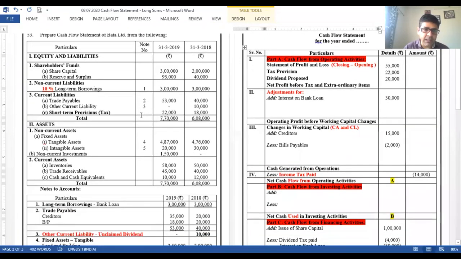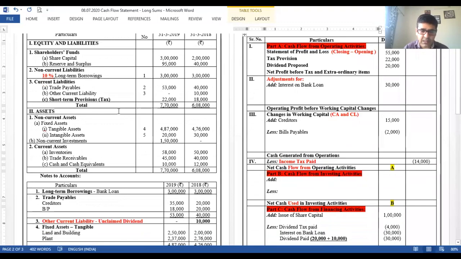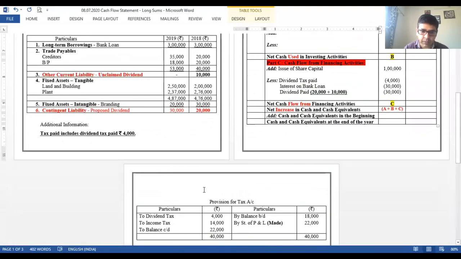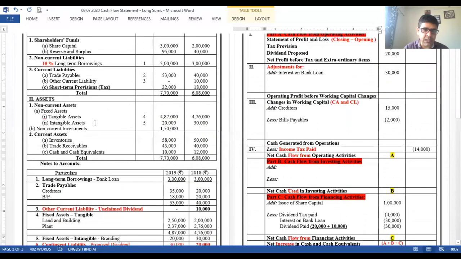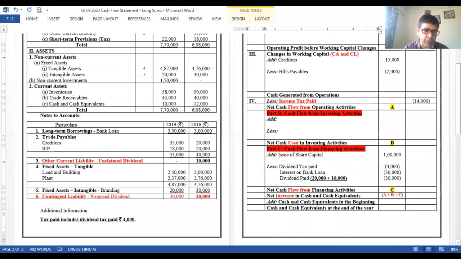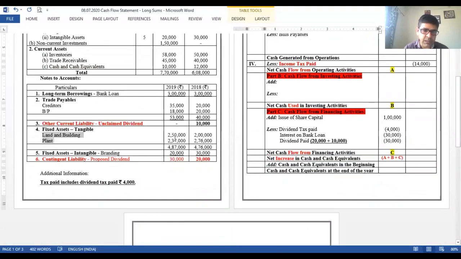After the current liabilities, now short-term provisions, tax. We are done with the ledger account part. Assets, non-current assets, fixed assets can be seen. Fixed assets, note number 4. In note number 4 we have two accounts with us. One is plant, other is land and building. Okay, the land and building has increased from 2 lakh to 2 lakh 50.